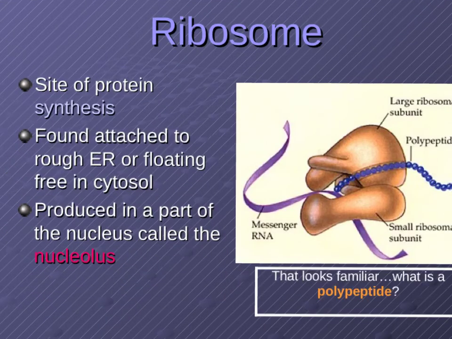Next, you have your ribosomes. Ribosomes is where proteins are synthesized. For ribosome, think of the word rib. If you eat a lot of ribs, you're eating a lot of proteins. They're attached to the endoplasmic reticulum or floating free in the cytosol, the liquid surrounding the cell. They're also produced in a part of the nucleus called the nucleolus.